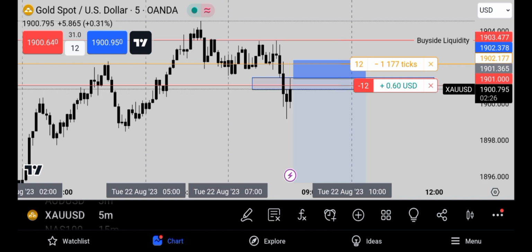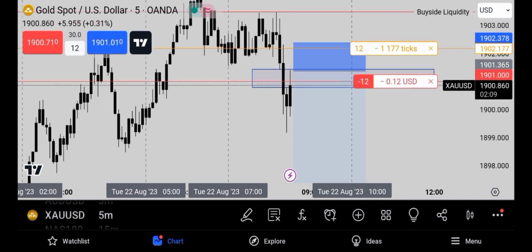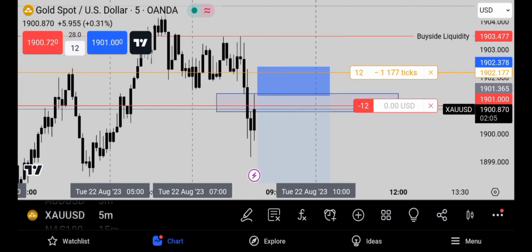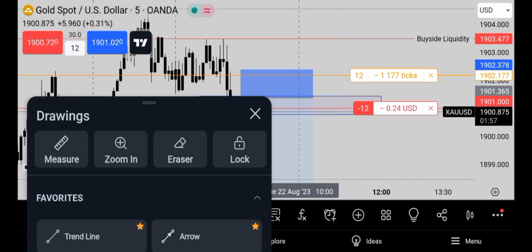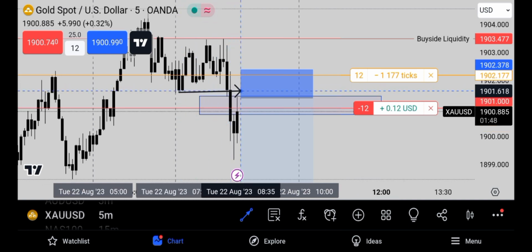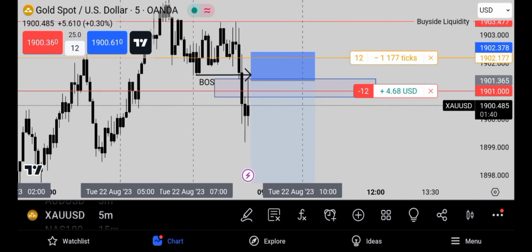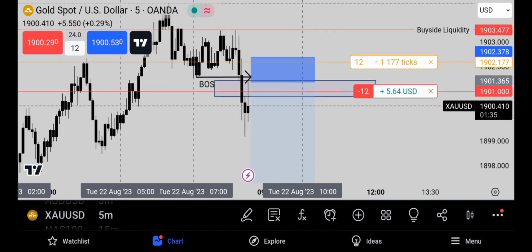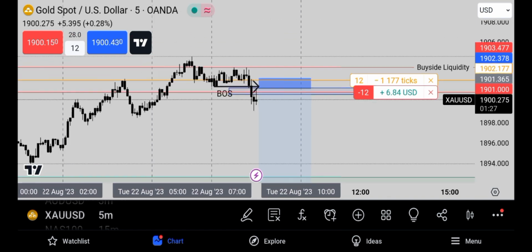So I was back at it on the New York session. My record button wasn't actually on. I didn't realize that until I had actually executed already in a position. But we just had a position over a fair value gap. We had taken buy side liquidity, the one that I had marked out previously, and we had broken structure.